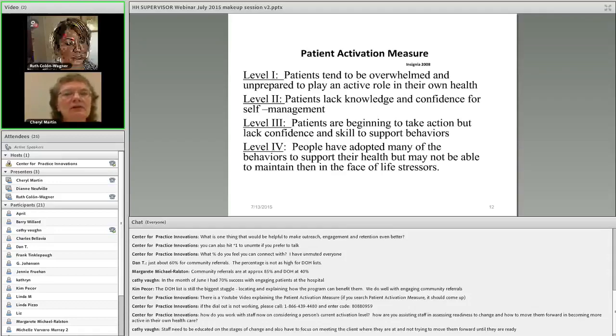And in level four, people have adopted many of the behaviors to support their health but may not be able to maintain them in the face of life stressors. This is where I like to talk about us too. The people we serve are us.